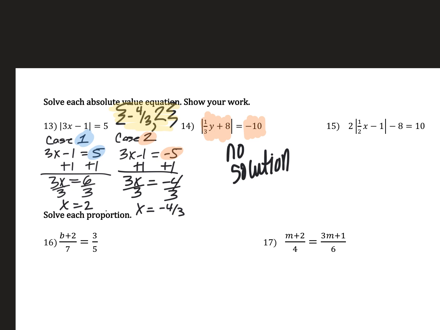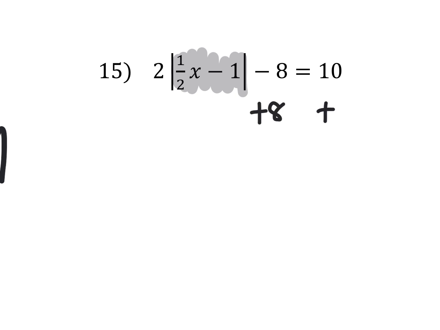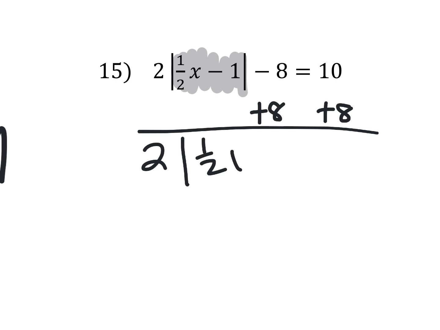Okay, number 15, remember that you can't do your case 1 and your case 2 until the absolute value is isolated. So right now, absolute value is not isolated, right? This is my absolute value, but I've got that minus 8 and I've got that 2. So we're going to get rid of the minus 8 with a plus 8. And we're going to do that on both sides. So I bring down the rest.